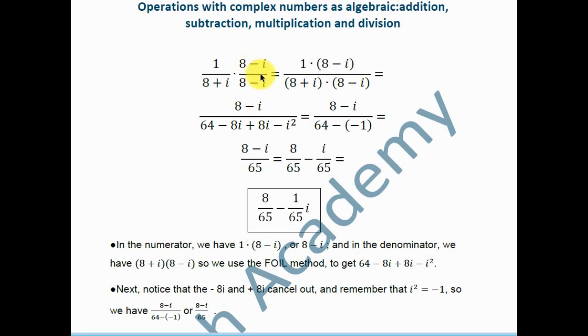That is, we multiply the complex number 1 over 8 plus i by 1. In the numerator, we have 1 times 8 minus i, and in the denominator we have 8 plus i times 8 minus i.